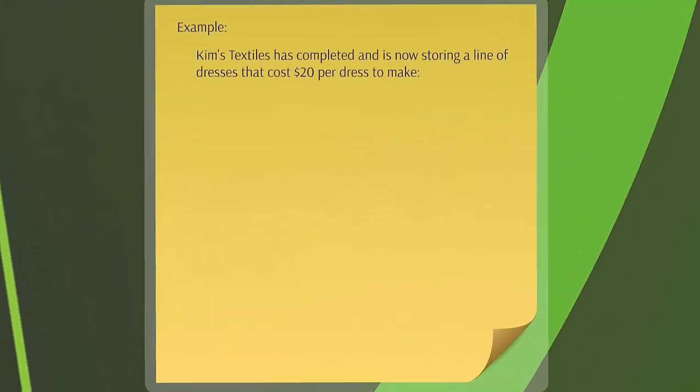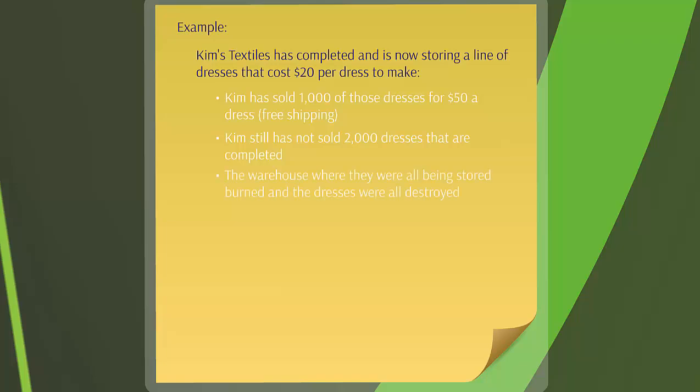Assume Kim's Textiles has completed and is now storing a line of dresses that cost $20 per dress to make. Kim has sold 1,000 of those dresses for $50 per dress with free shipping, sort of a discount. Kim still has not sold 2,000 of the dresses that are completed. The warehouse where all the dresses were being stored burns and the dresses were all destroyed.